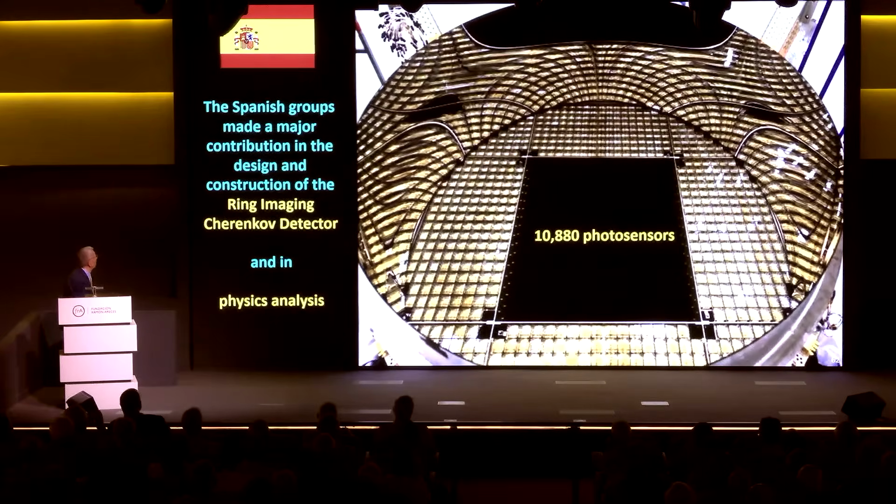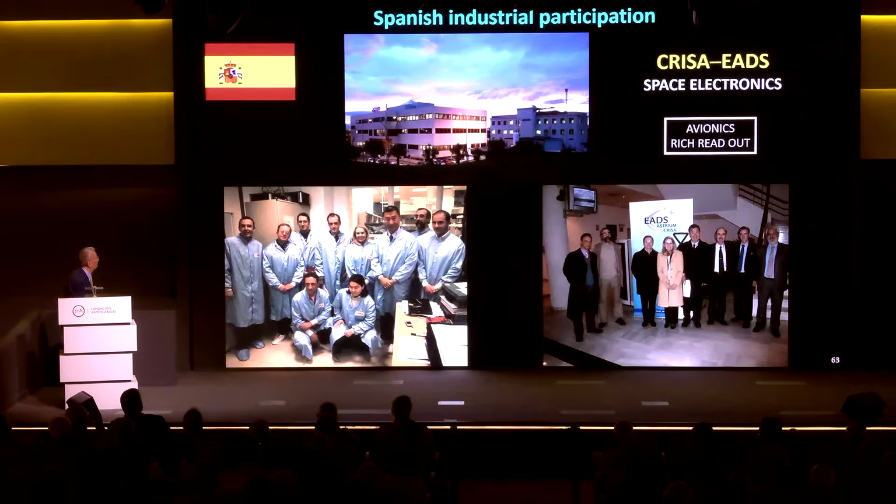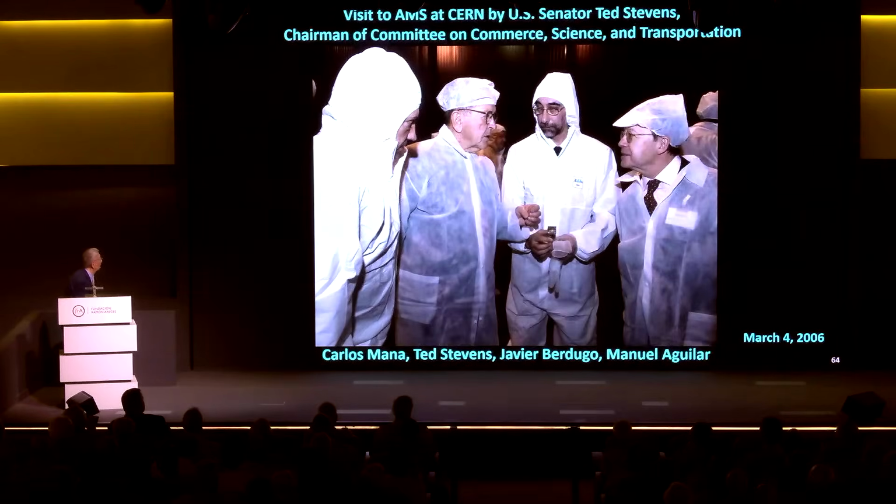This Spanish group made a major contribution in the design and construction of the Ring Imaging Cherenkov detector, and in particular in physics analysis. This is a detector which has 11,000 photosensors to measure charge and velocity. Spanish industry is involved in the electronics, and this was all last fitted during the construction.